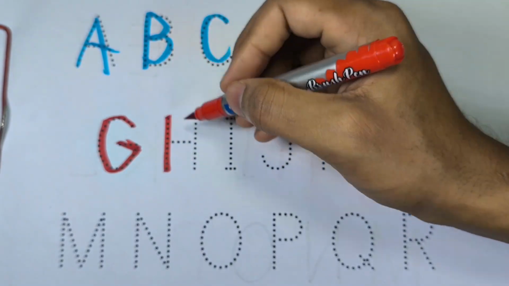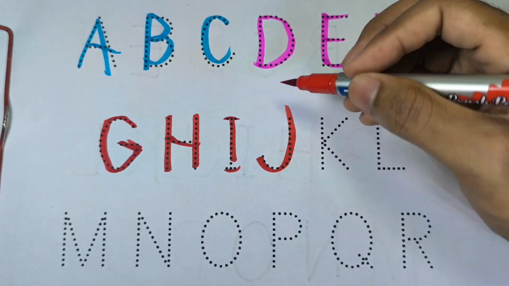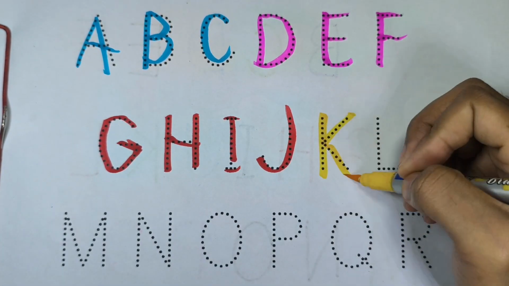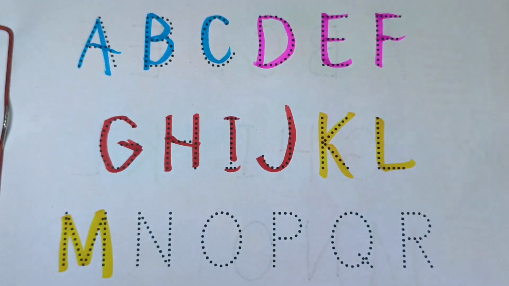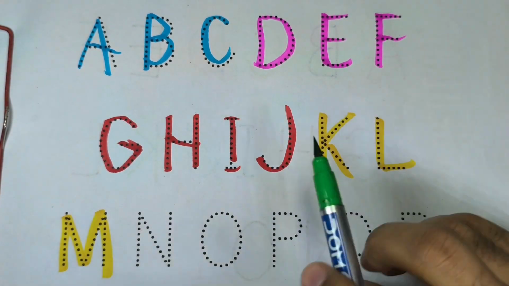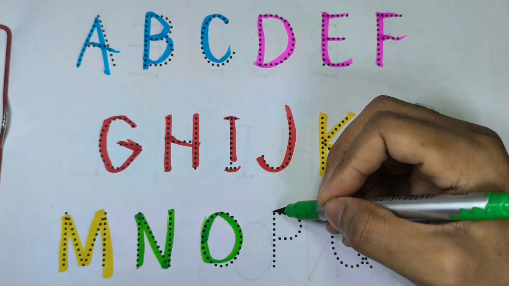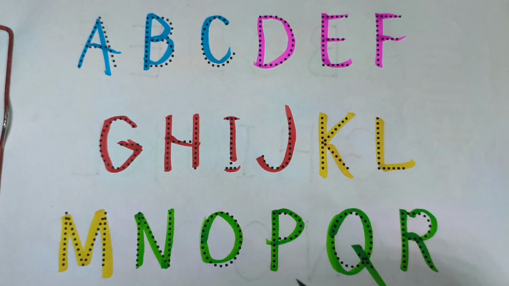G for God, H for hand, I for ice cream, J for jackfruit, J for joker. Yellow color. K for kite, L. The next one is M. M for moon, M for mango. Yes, now we're using the color of light green color. N, O, the next one is P, Q, and the last one is R. R for rose, R for rice.